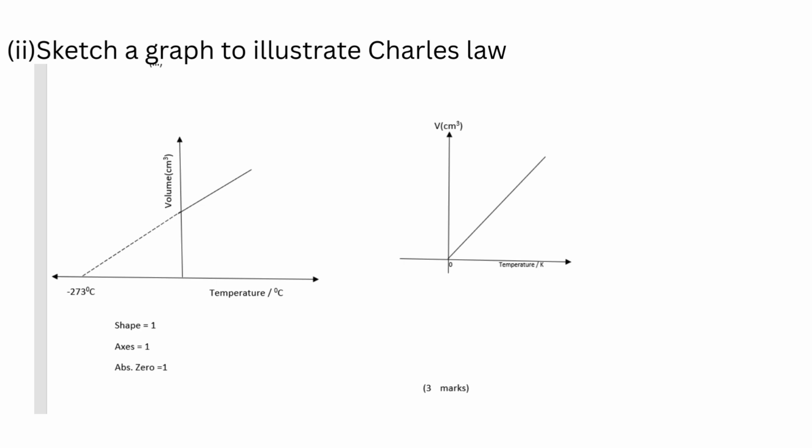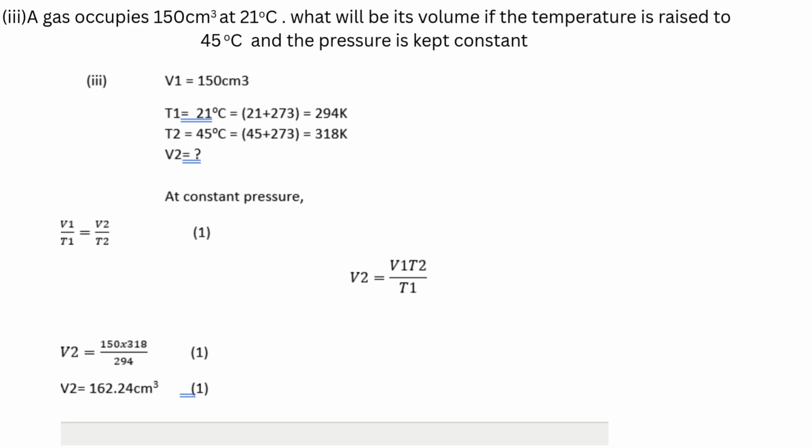3. A gas occupies 150 centimeter cube at 131 degrees Celsius. What will be its volume if the temperature is raised and the pressure is kept constant? There's a mark for this, there's a mark for this, there's a mark for this. Total here is 3 marks. So it's not just to do, you must show workings.